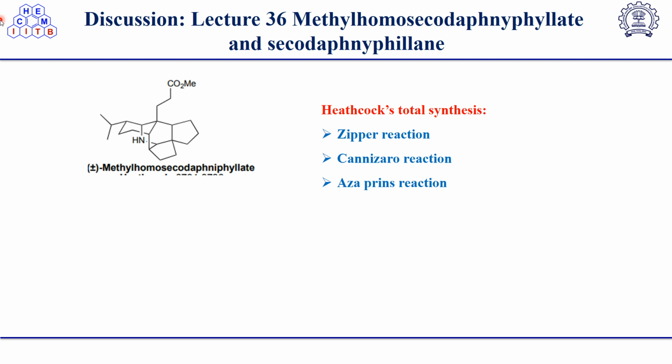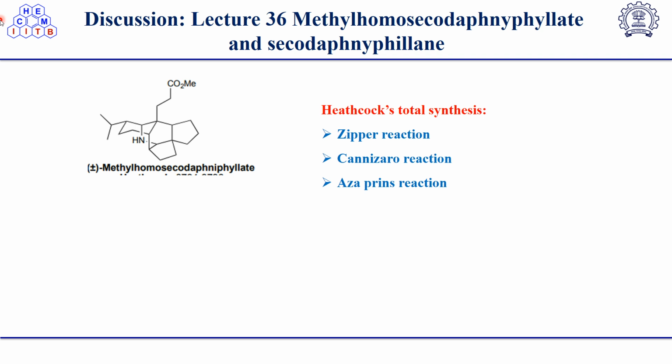So Heathcock's total synthesis involves both racemic and asymmetric total synthesis, where he has used intramolecular Diels-Alder reaction and Aza-Prins reaction as the key steps. And the difference between methyl homosecodaphniphyllate and secodaphniphyllane is that an additional bicyclic group is present in secodaphniphyllane, and that synthesis was completed starting from propanol, and the key reactions were Cannizzaro reaction and Zipper reaction.